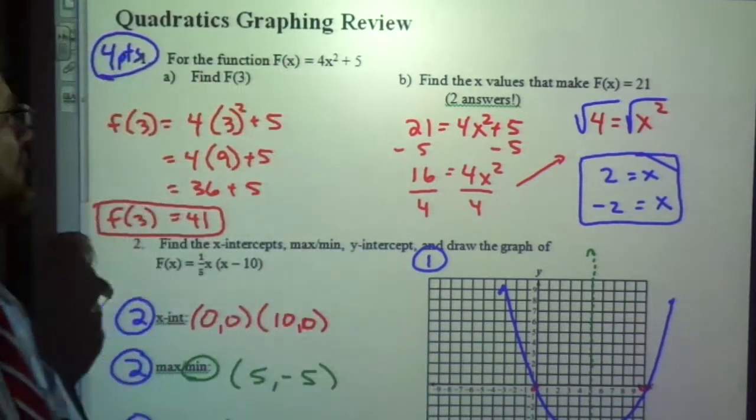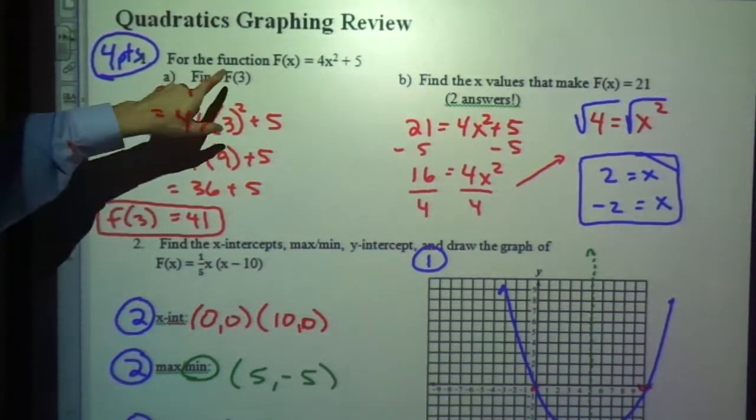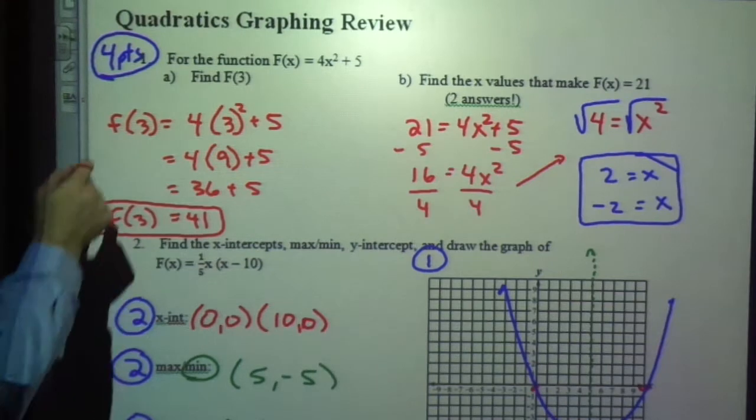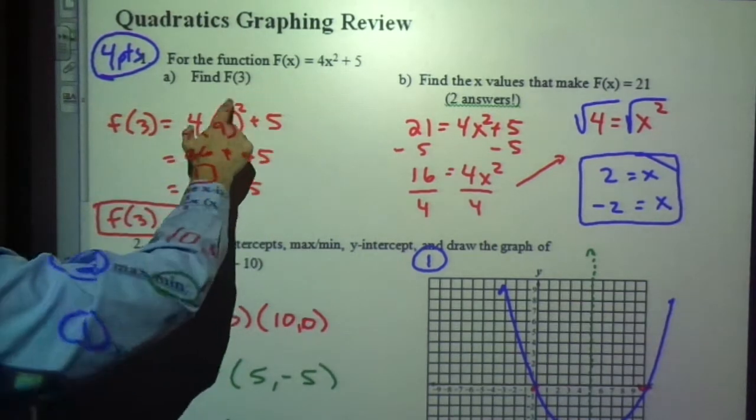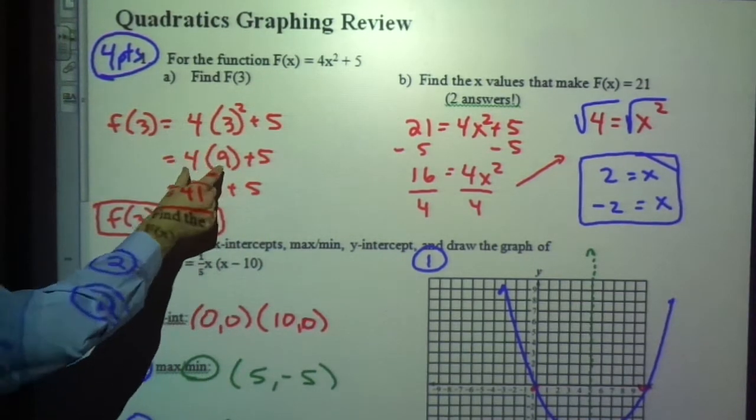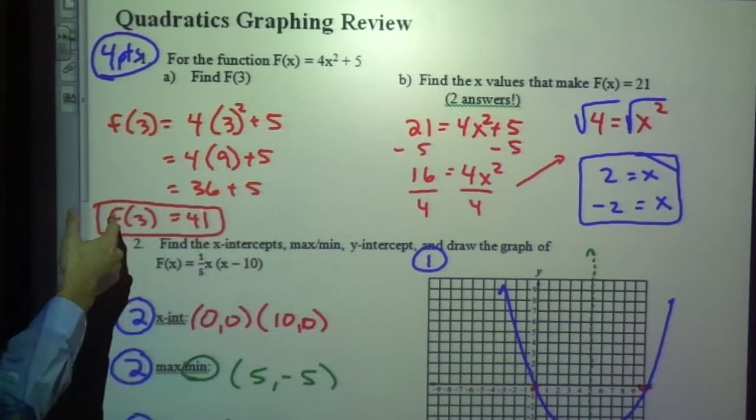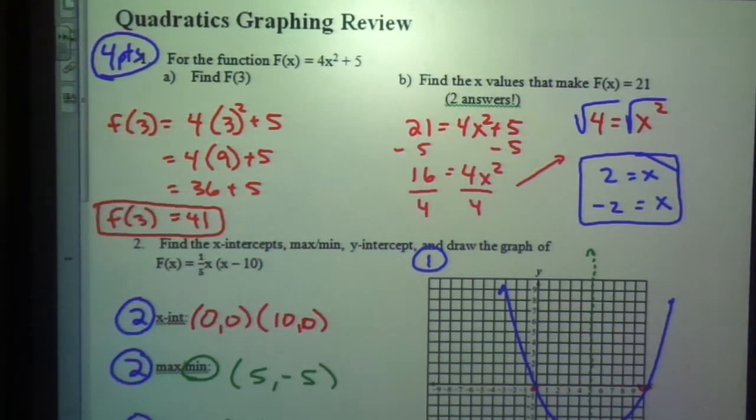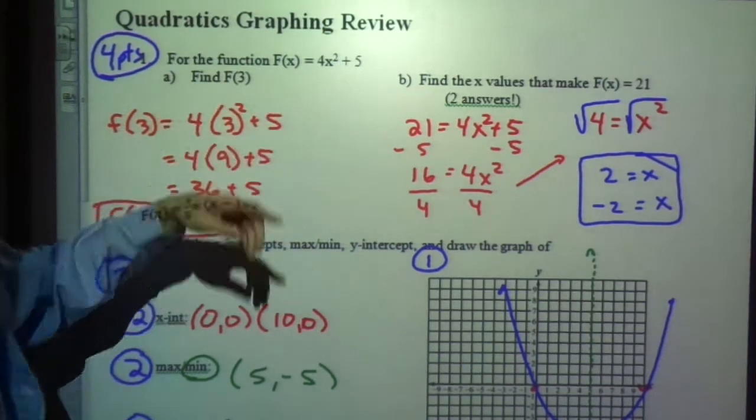So the first one, if you plug in 3, we're plugging in 3 for x, so we'll square it, make that 9, times 4 is 36, plus 5, f of 3 is 41. That's 2 points. It's 4 points together for these two.